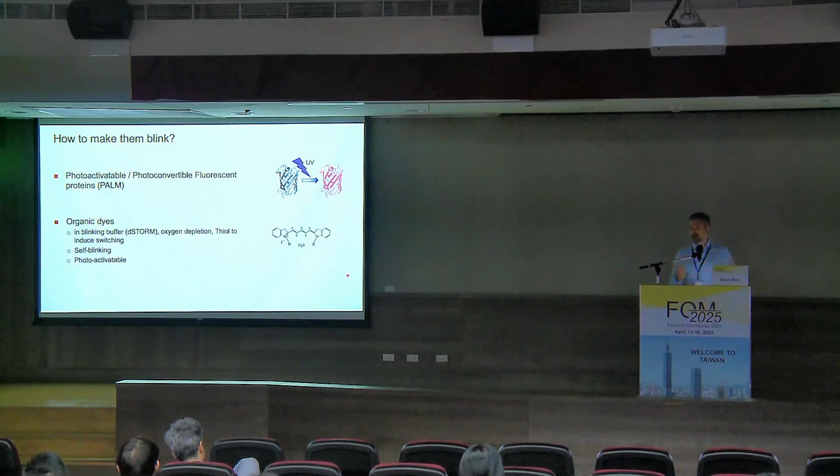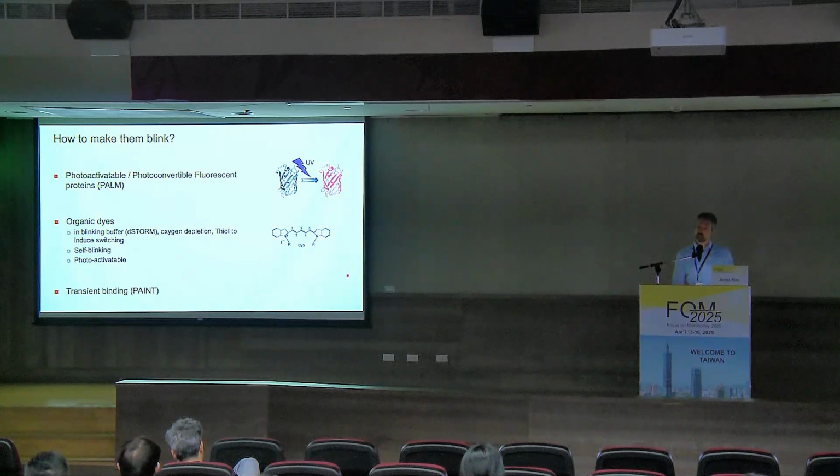Another quite common approach is to use organic dyes, and typically something like Alexa 647 is used in what is called a blinking buffer, where we do oxygen depletion and add thiol to induce long-lived dark states. But there are also other dyes that are really useful, for example, self-blinking dyes where you don't need UV light to switch them on and off, or photoactivatable dyes that have a photocleavable group that you can switch on once with UV light. And there's a third class.